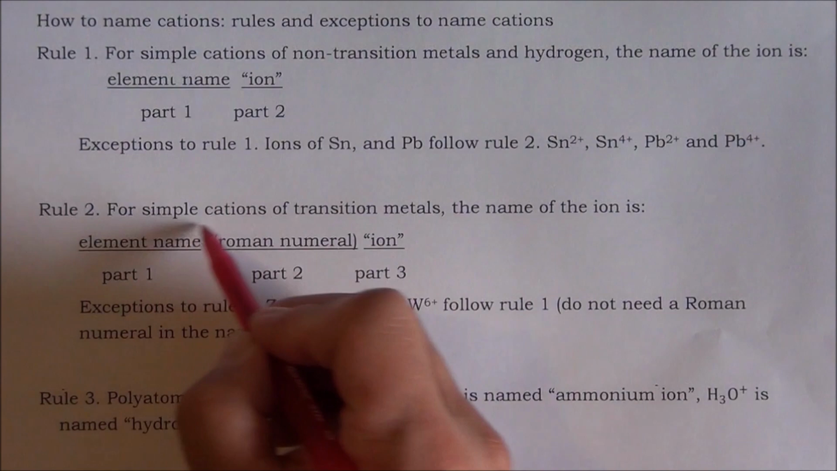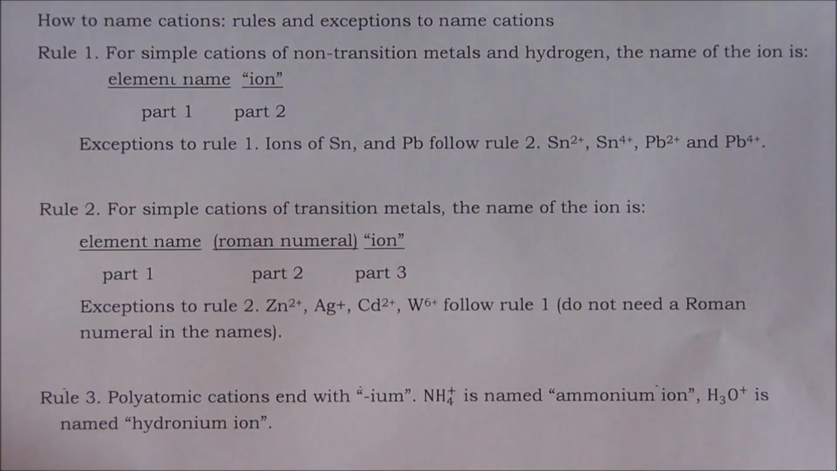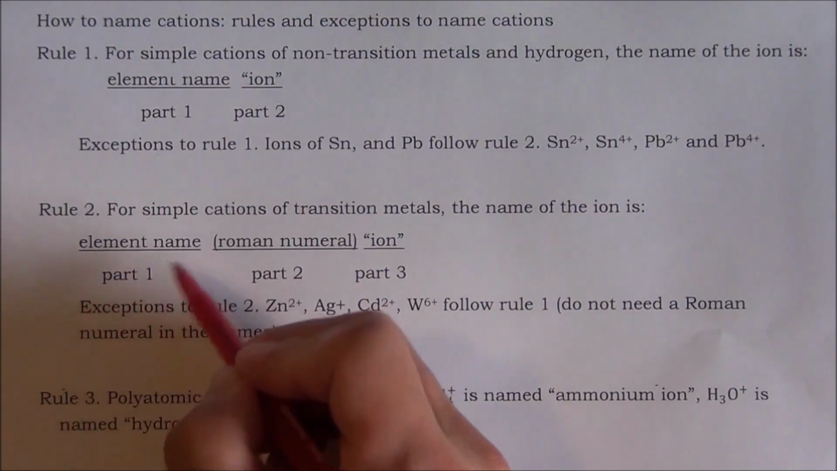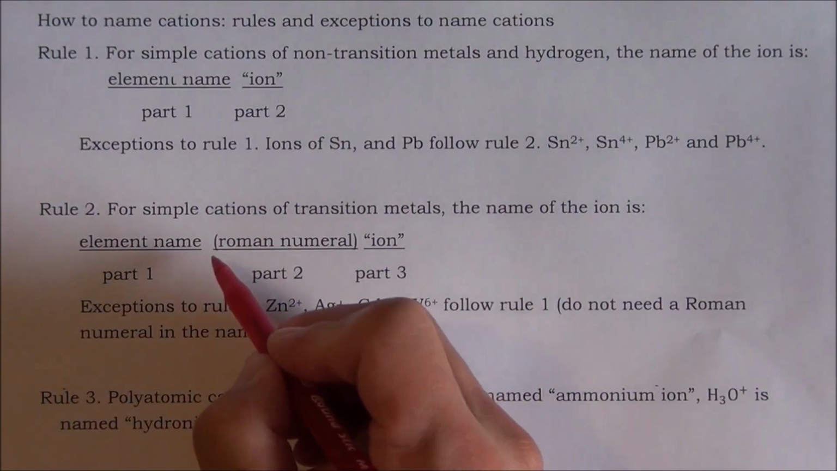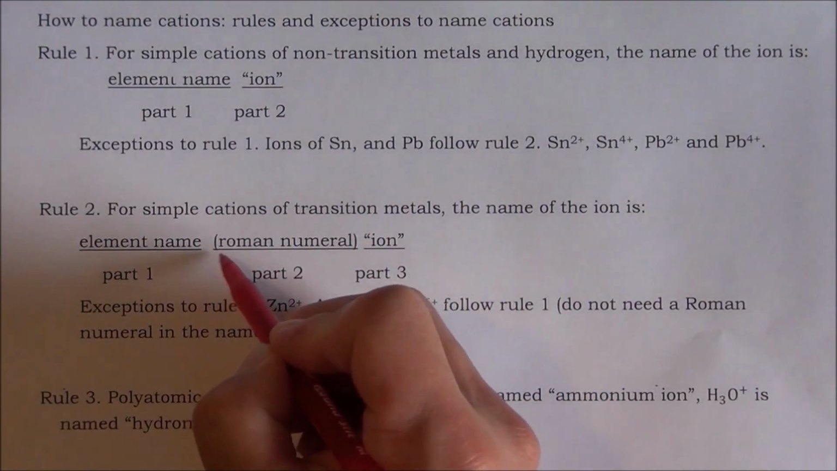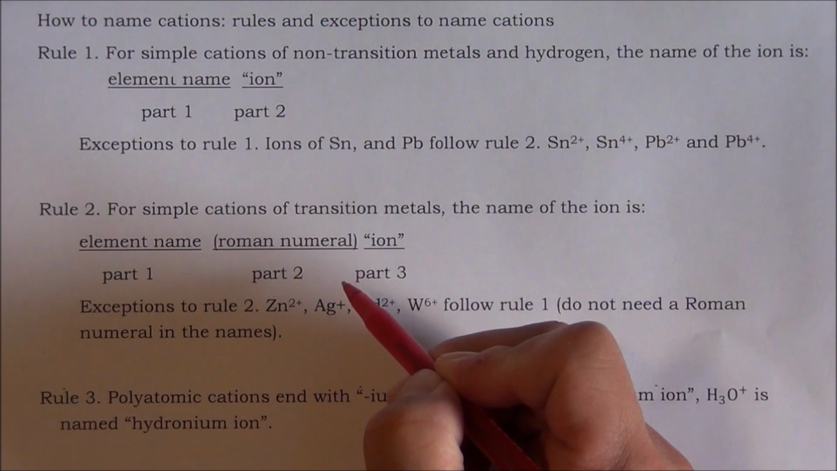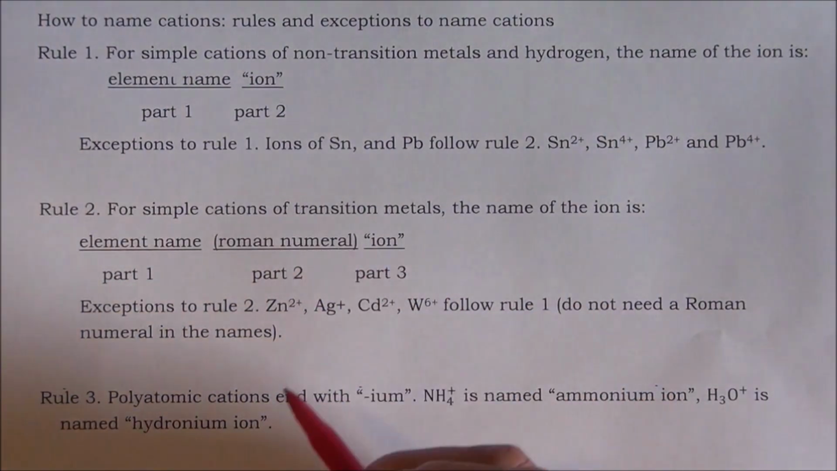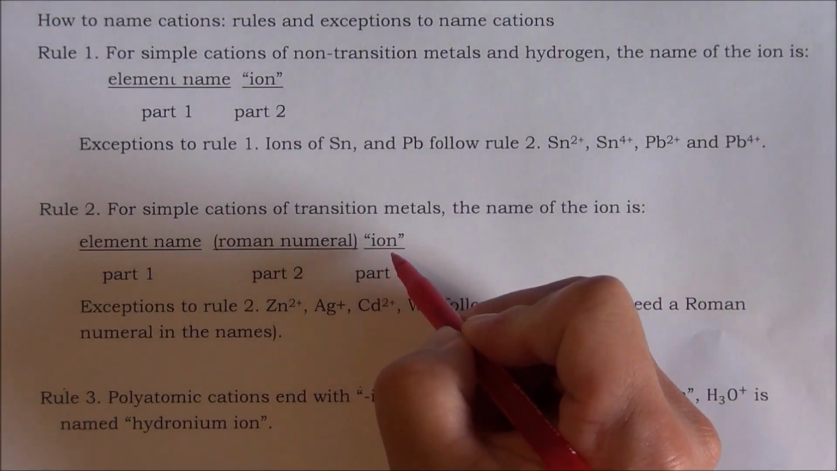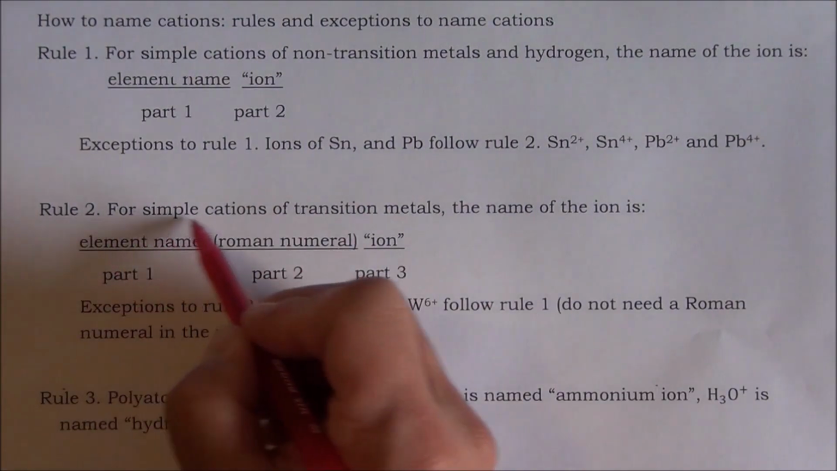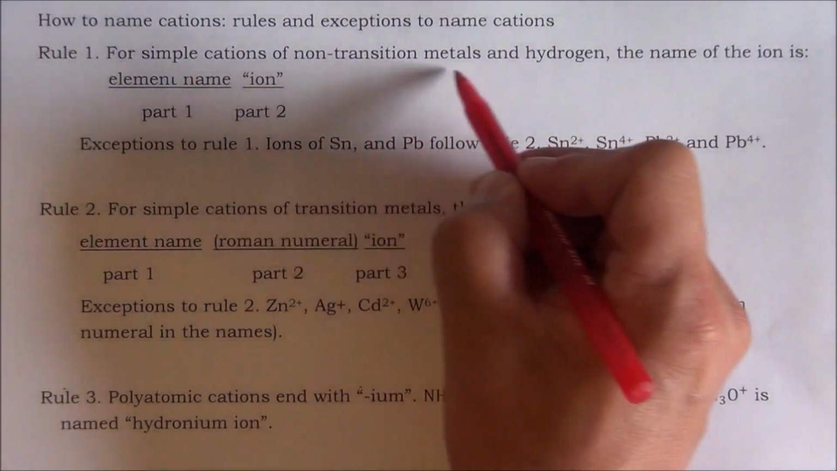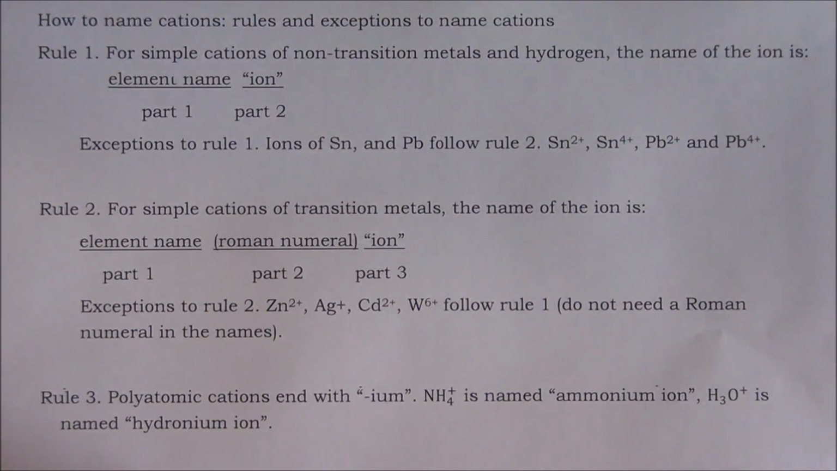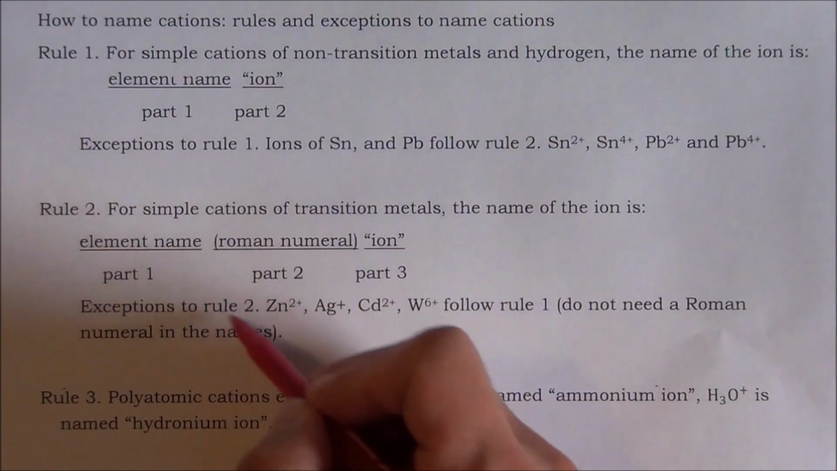When we name simple cations of transition metals, the name includes 3 different parts. The first part is the element name. The second part is a parenthesis, and within the parenthesis is a Roman numeral which indicates the charge of the ion. And the third part is ion. When we name simple cations of transition metals and simple cations of non-transition metals and hydrogen, the only difference is the part in the middle.